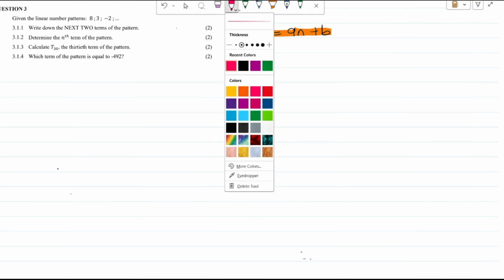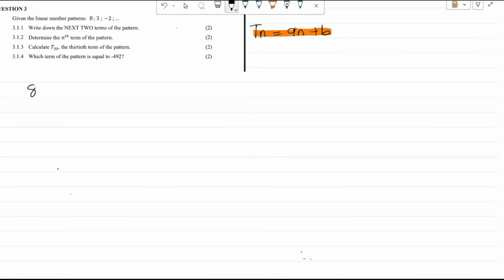Okay, let's get to our question and see how we can answer it. Question 3, which says, given the linear number pattern 8, 3, and -2 going forward, write down the next two terms of the pattern.